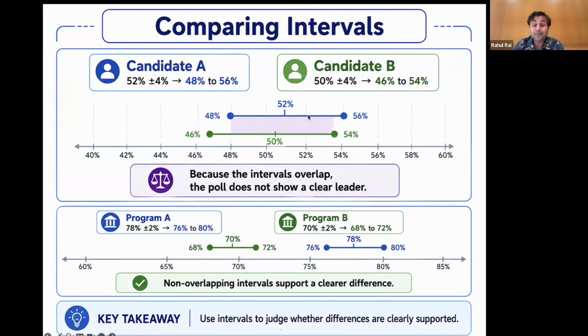Because there is an overlap in the range that you have, the poll does not show a clear leader because there is an issue here. Now, here is another example.